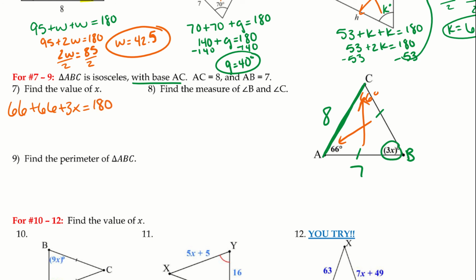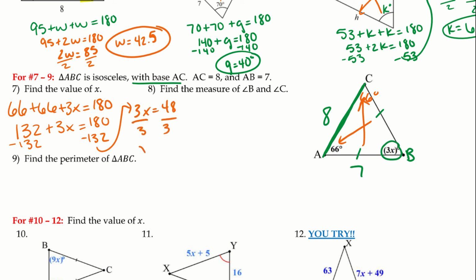So go ahead and add these two together. 132 plus 3x should equal 180. Subtract 132. Handwriting's kind of big, sorry. And then I have 3x equals 48. Divide by 3. X equals 16. Alright, so I have now solved for x, which is 16.